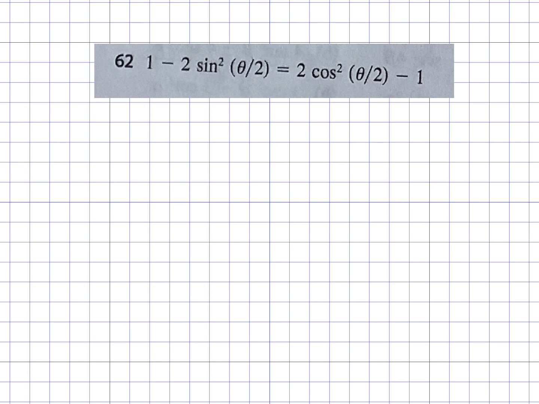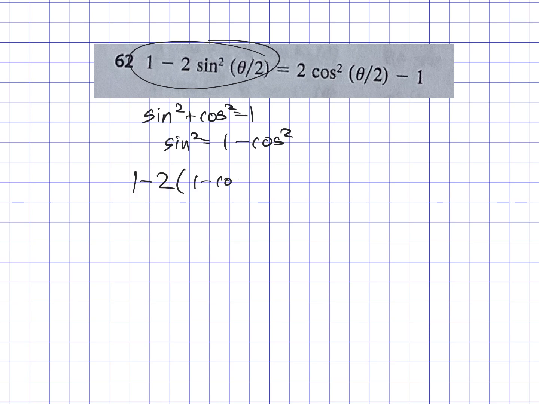Okay, 1 minus 2 sine squared equals 2 cosine squared minus 1. All right, so we can simplify both sides or one side. It doesn't matter. So sine squared plus cosine squared equals 1, just to review the identities. Sine squared is the same thing as 1 minus the cosine squared. Okay, so we're going to substitute 1 minus cosine squared for the sine squared.